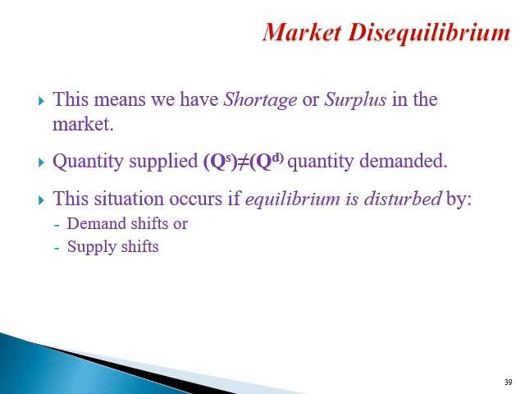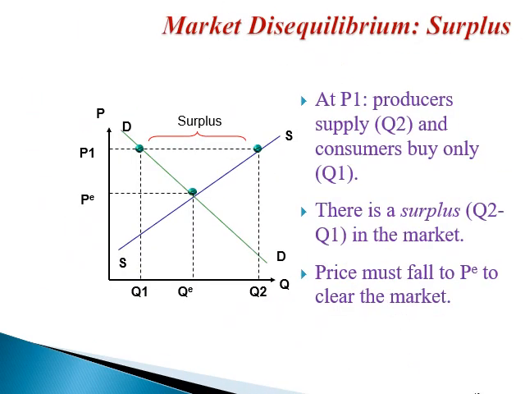Shift of demand means the demand goes to the right or to the left: an increase in demand or a decrease in demand. Supply shifts mean that we have either an increase in supply or a decrease in supply. Supply moves to the right or moves to the left. This is an example of a surplus.